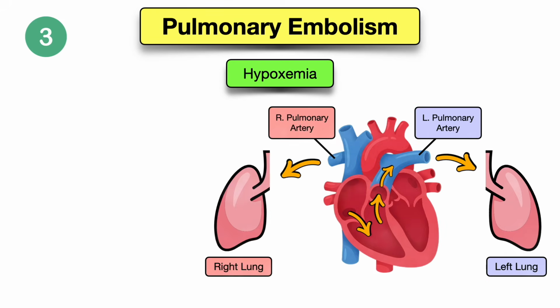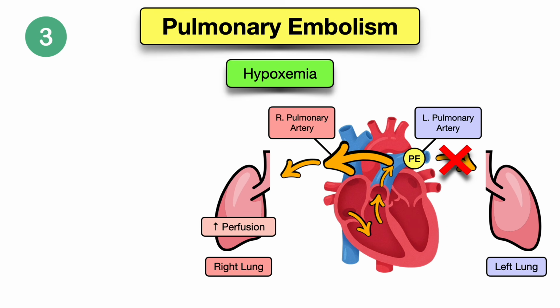A pulmonary embolism can also cause hypoxemia, which is low oxygen levels in the blood. So how does this happen? Let's use the example of the PE in the left pulmonary artery again. We just talked about how the blood will be diverted away from the obstruction, and instead it will travel through the arteries that are not blocked. In this case, it would be through the right pulmonary artery. This will cause the right lung to have an abnormal increase in perfusion. This will create another VQ mismatch, but this time in the opposite direction.